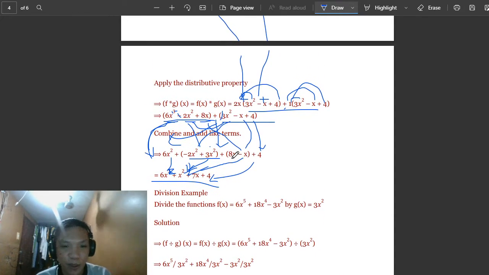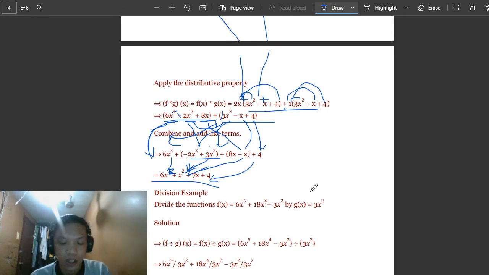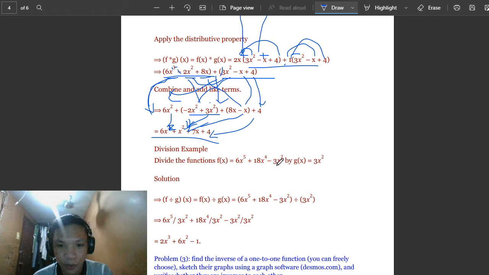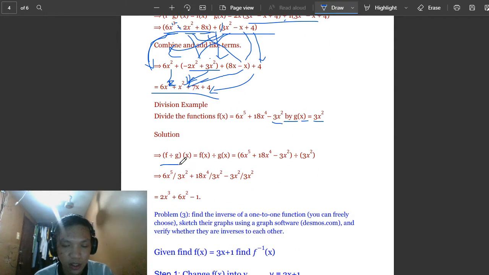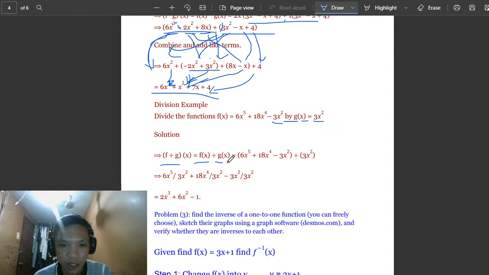So division example, divide the functions f of x equals 6x raised to 5 plus 18x raised to 4 minus 3x squared by g of x equals 3x squared. So solution is the quantity of f over g of x is equal to f of x divided by g of x.